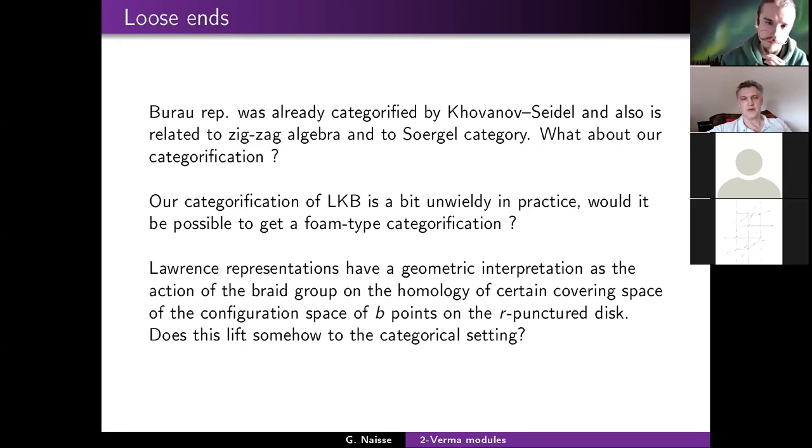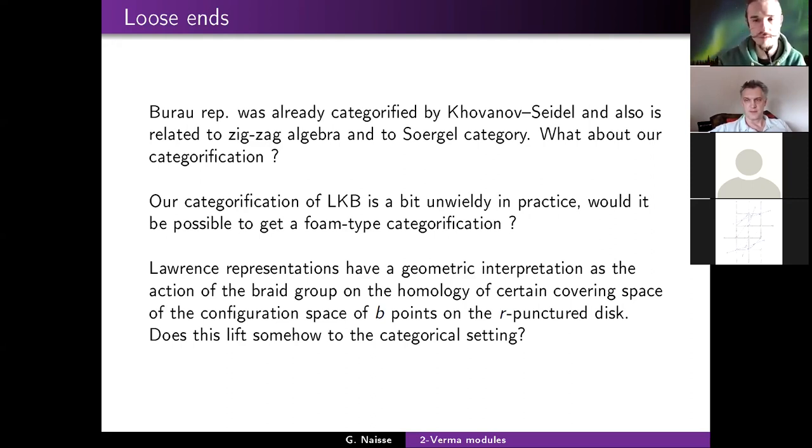But I think the zigzag bimodule category is also maybe a little bit too small. Should one consider some kind of complexes of them? Yes, I mean, so they consider the homotopy category. Okay. That makes more sense.